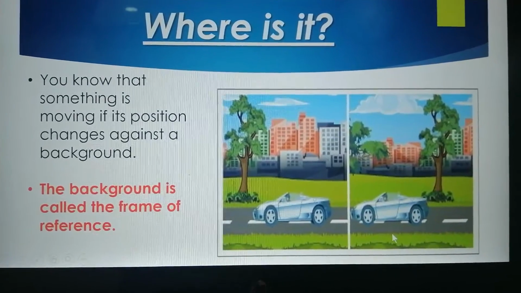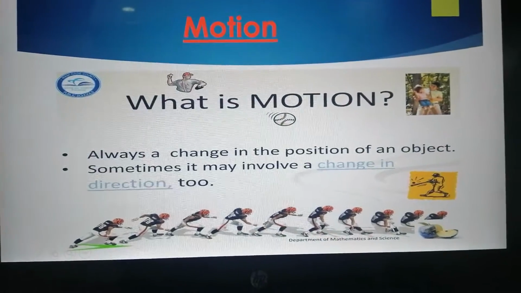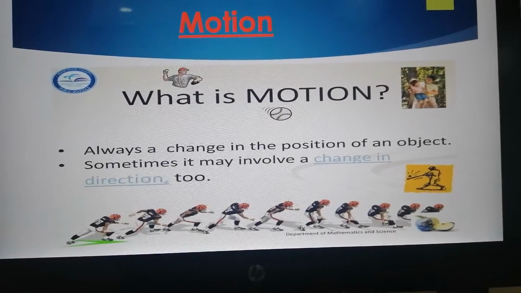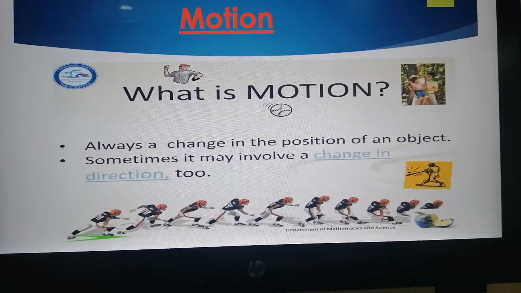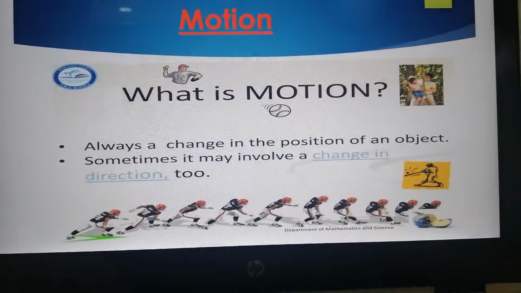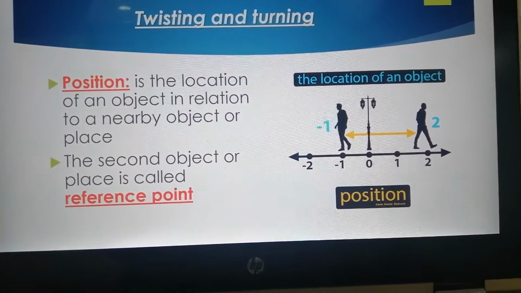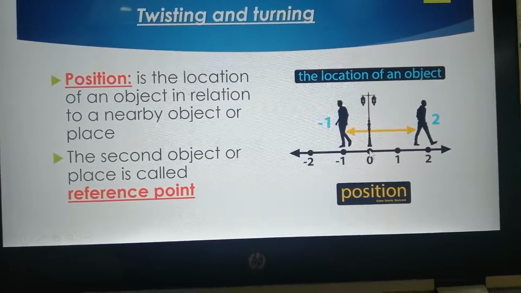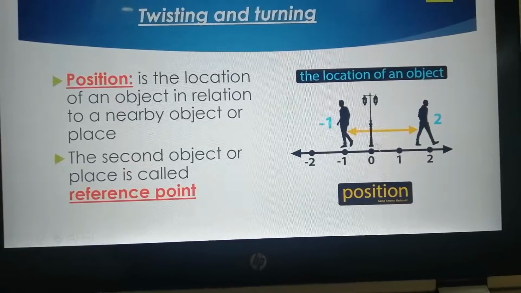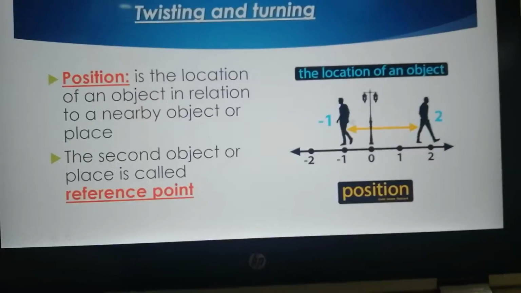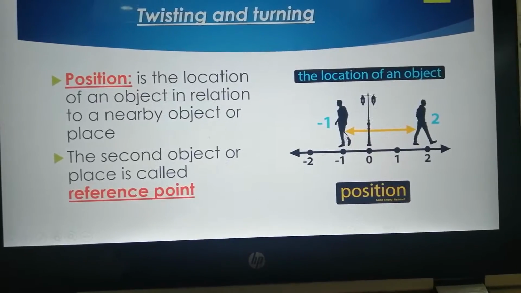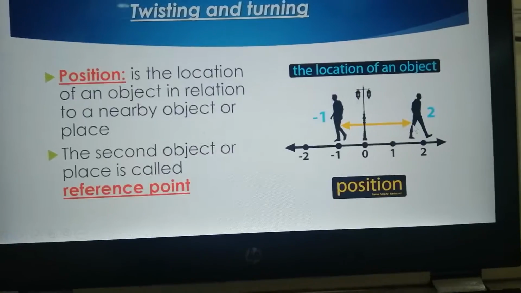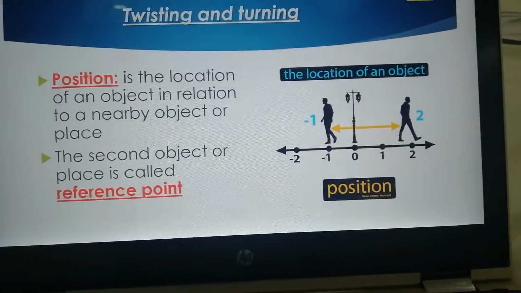What is motion? We said, if you remember, motion is always a change in the position of an object. Sometimes it may involve a change in direction. So any change in the position is called motion. And do you remember when we said if anything is moving, we always relate it to another object that is called a reference point, as this man who is moving to the left or -1 from this lamp, or this man is moving 2 centimeters away from this lamp.